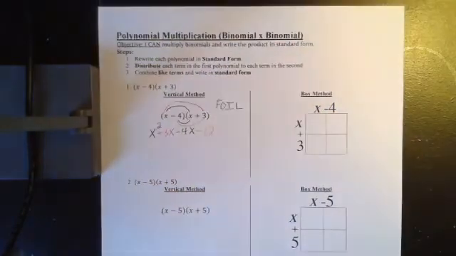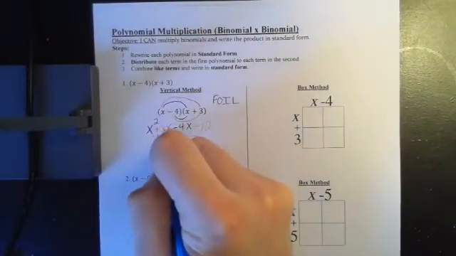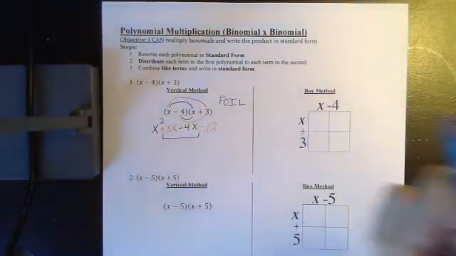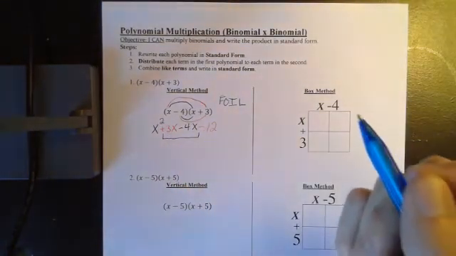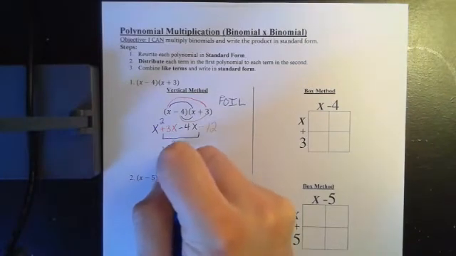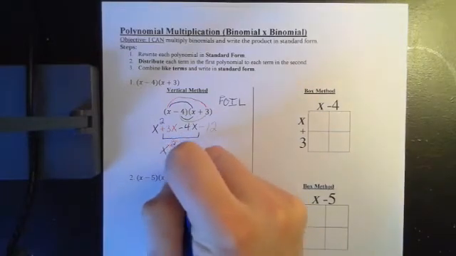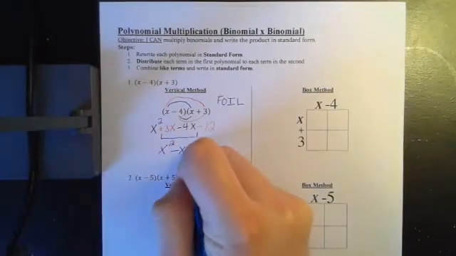Now, as long as your polynomials, or in this case, binomials, are in standard form to begin with, when you multiply, these inner terms, so the 3x minus 4x, should always be like terms. So those are going to be the terms that you combine. So our final answer is going to be x squared. We're going to combine like terms here. 3x minus 4x is negative x, and then minus 12.